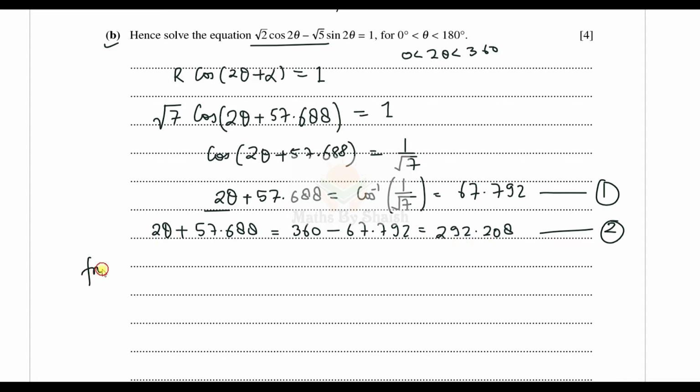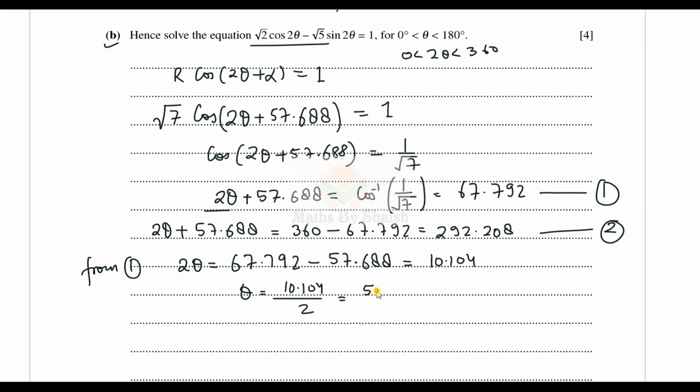So from 1, 2 theta is equal to 67.792 minus 57.688, and that is coming 10.104, and hence theta is equal to 10.104 over 2, and that is 5.05. I'll write it to 3 significant figures. So theta is equal to 5.05 from the first.